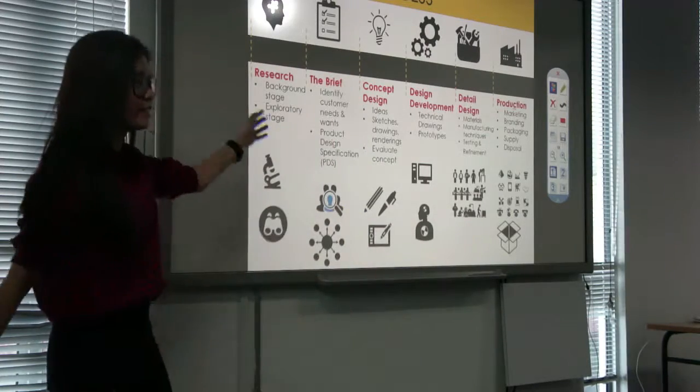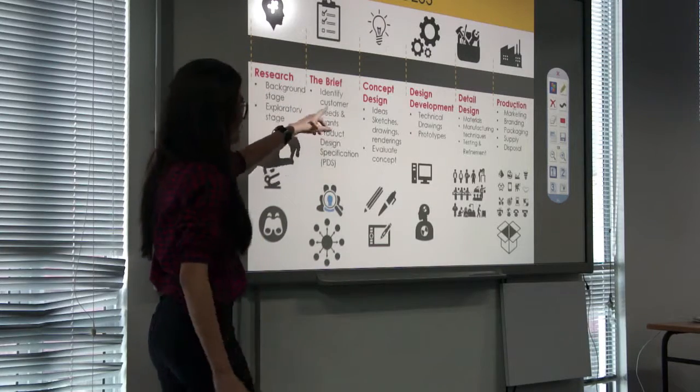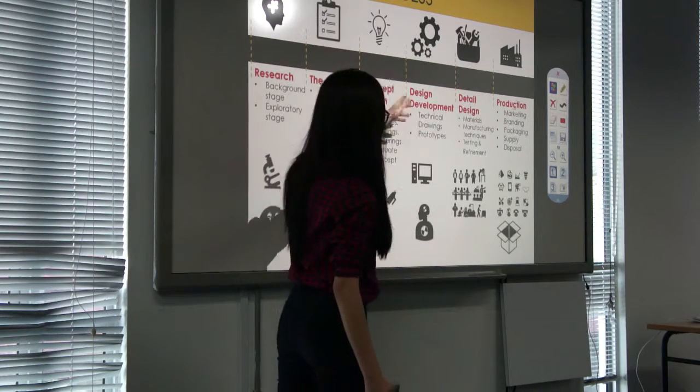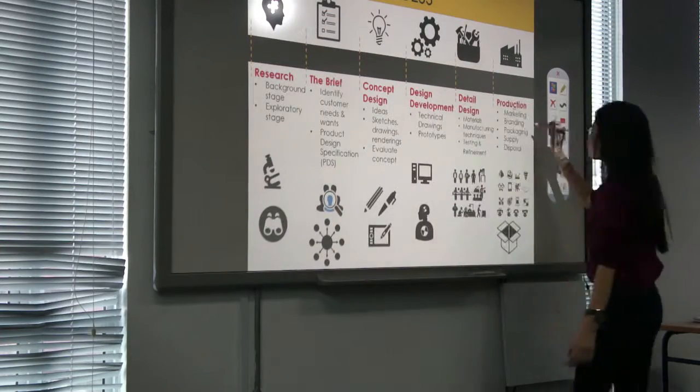So basically this is the design process. The first one is research, and after that is the brief. Moving on is concept design, design development, detail design, and last but not least, production.